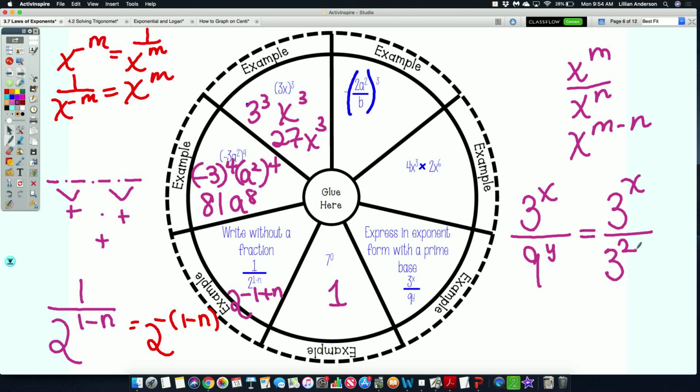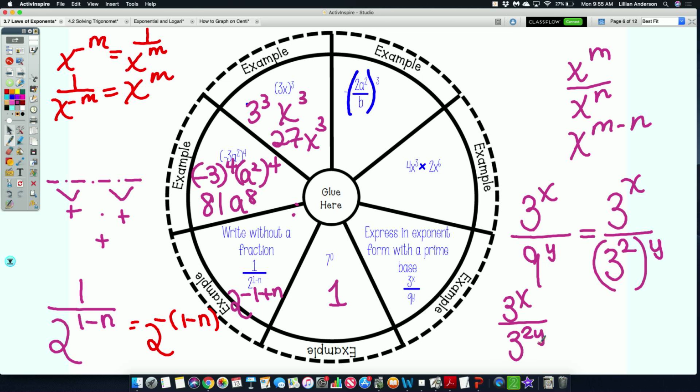What happens to the y? What do you do with the y and the 2? You're right. You would multiply them because that would be your power rule. So you have 3 to the x all over 3 to the 2y.